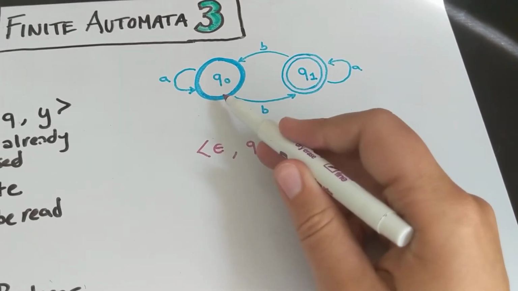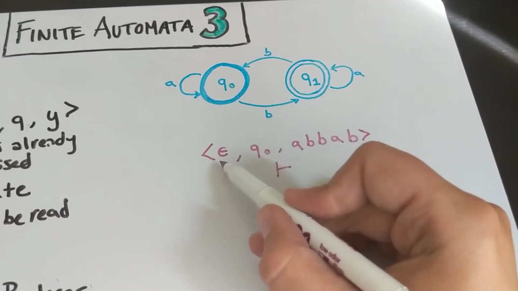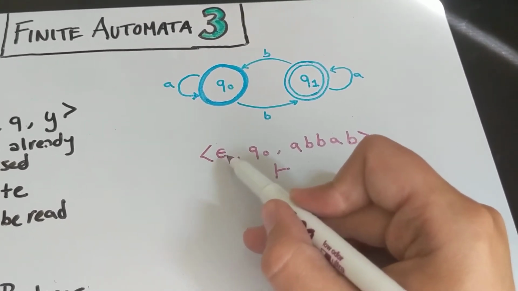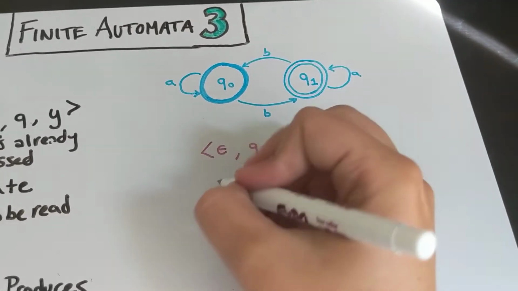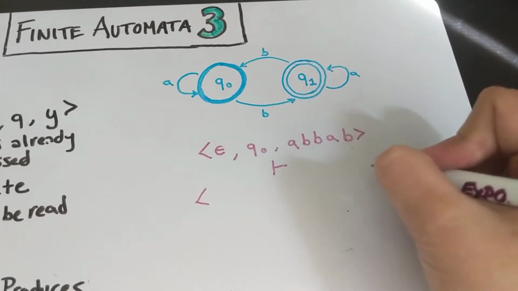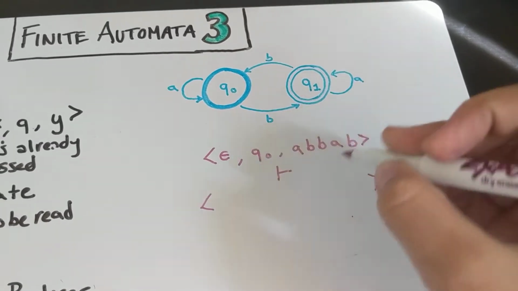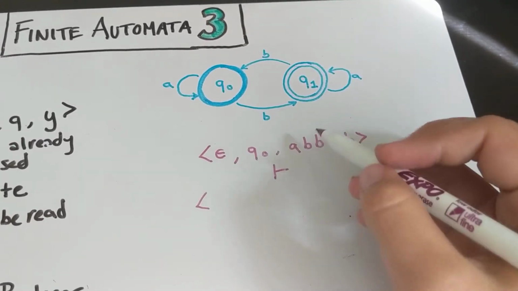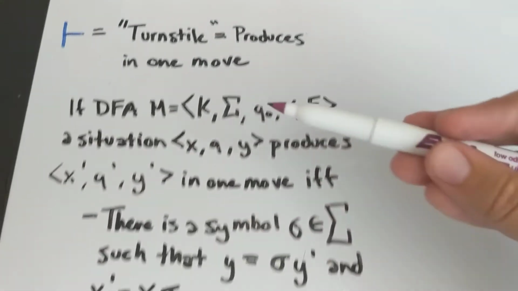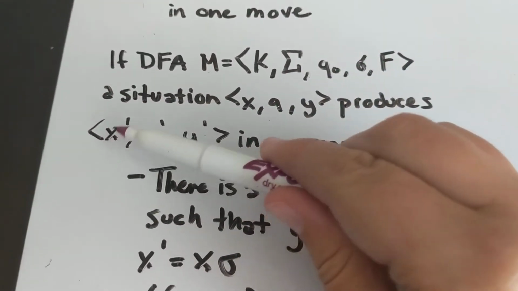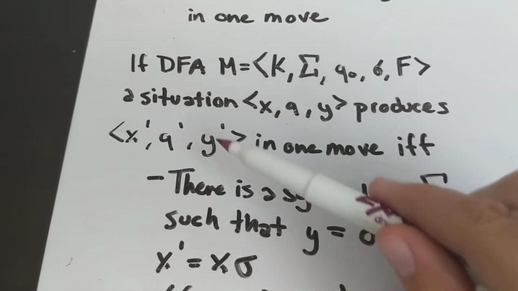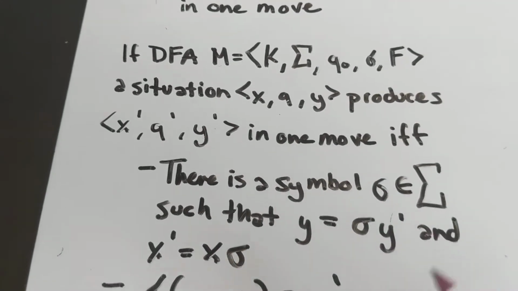This is the start state that we drop into, and this is an empty string. We haven't processed anything yet. So what can we do when we're building our next situation? What do we do to make one move? We want to move to a situation x prime, q prime, y prime in one move, right?